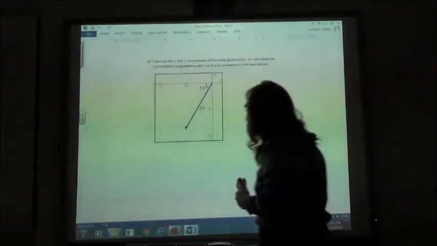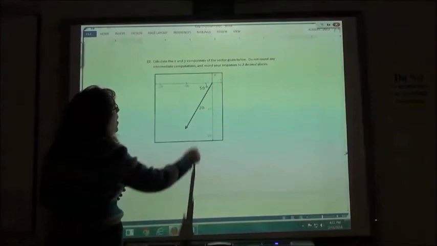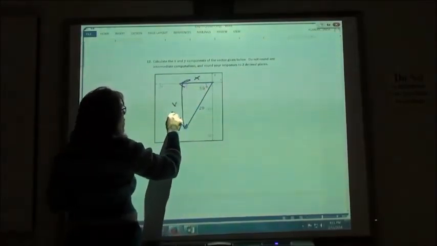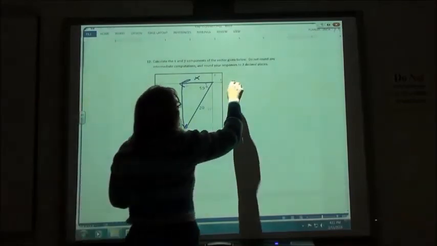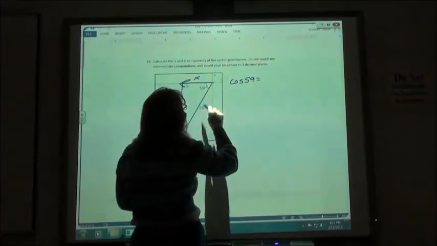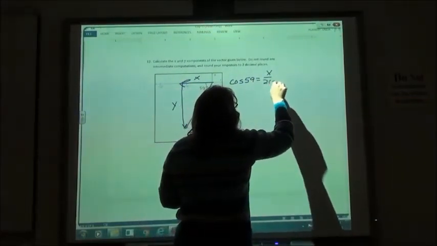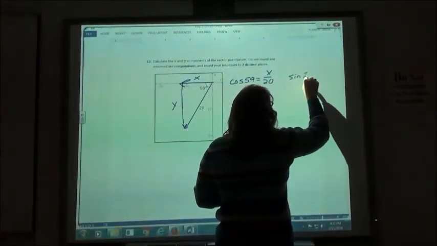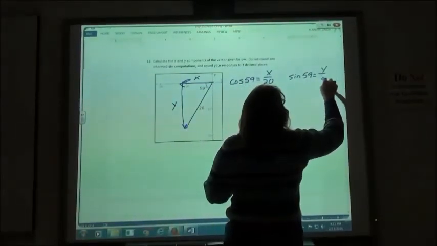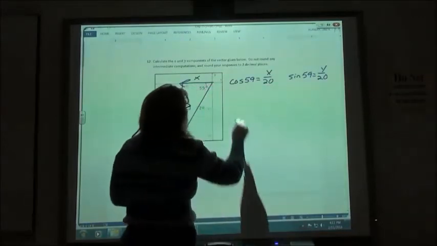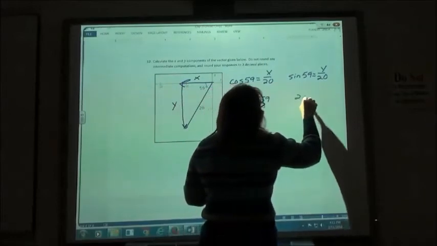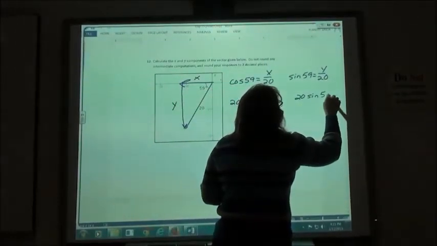Number 12, same kind of thing. I want to calculate my x and my y, so I'm going this way for my x, this way for my y. The cosine of 59 is going to equal the adjacent over the hypotenuse, so x over 20. The sine of 59 is going to equal the opposite over the hypotenuse, so y over 20.